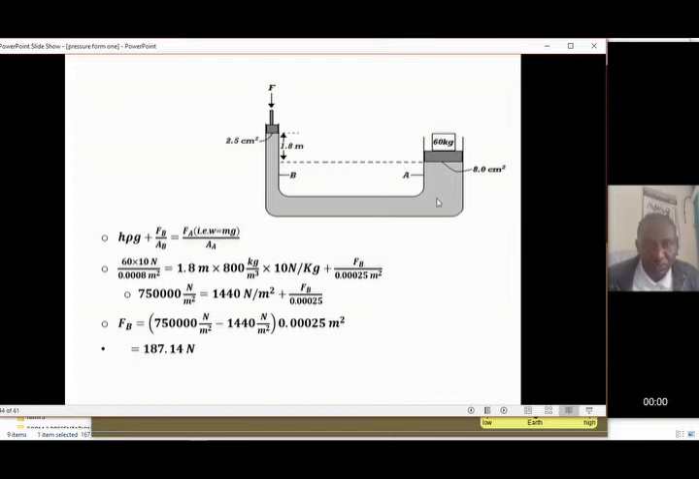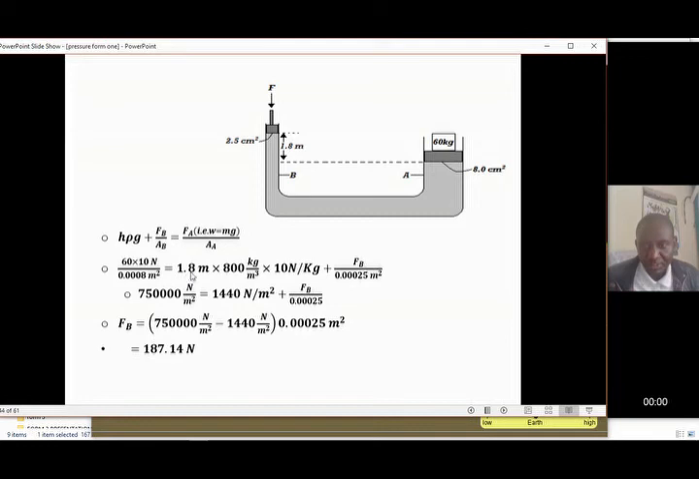And pressure due to the liquid that has been transmitted here. So let's get pressure here. It is going to be 60 multiplied by 10 divided by 0.008, changed to square meters, equals to this point here, pressure due to the liquid plus pressure by the force divided by the area at B.